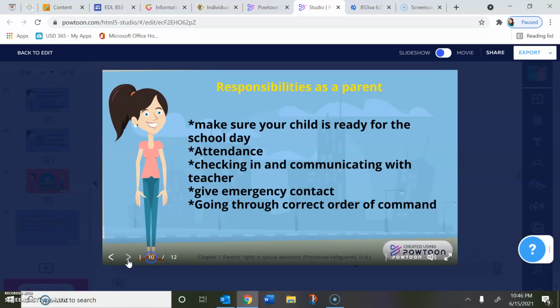Some responsibilities as a parent. You need to make sure your child is ready for school each day, making sure that they have good attendance, checking in and communicating with their classroom teachers, and giving any emergency contact information to the office, and going through the correct chain of command if you have any issues.